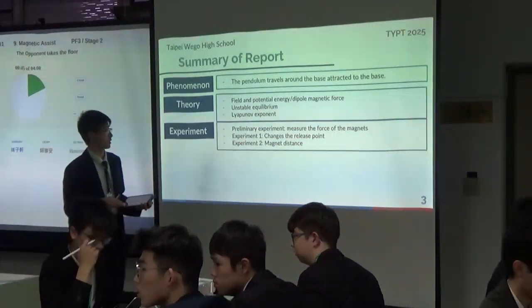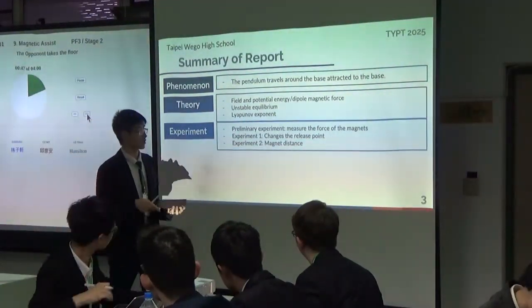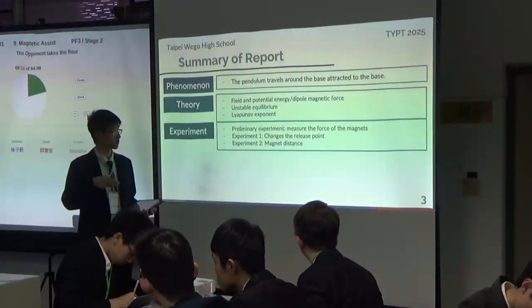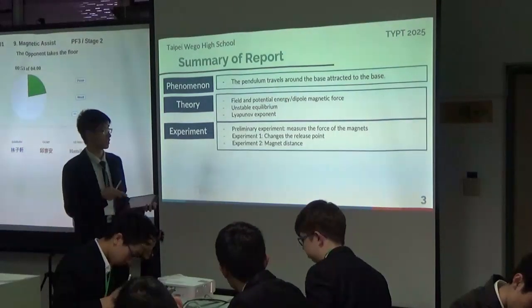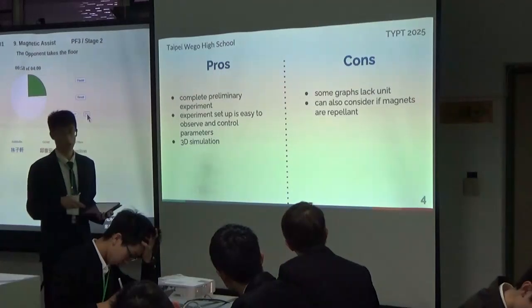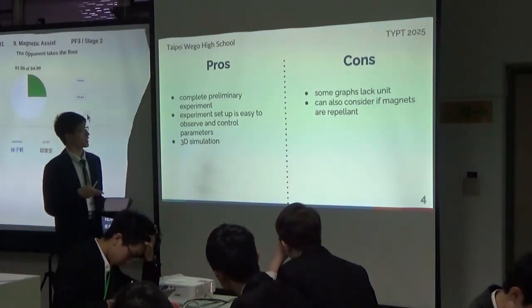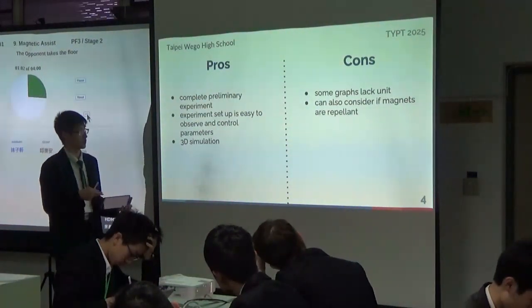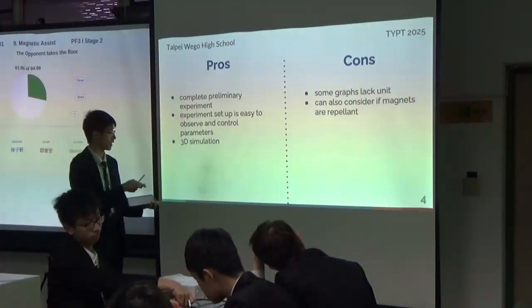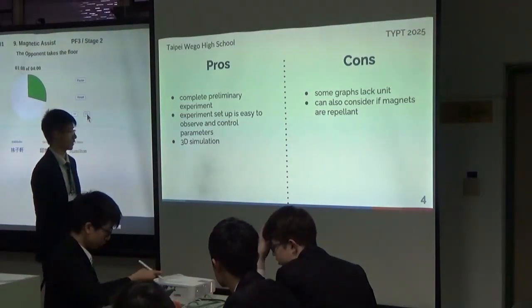And in the preliminary experiment, they measure the force of the magnets, and in experiment 1, they change the release point, and in experiment 2, they change the magnetic distance. So there are some pros and cons about the reporter's report. They provide a complete preliminary experiment, and the setup is easy to observe and control throughout. They also conducted a 3D simulation to prove they are right.